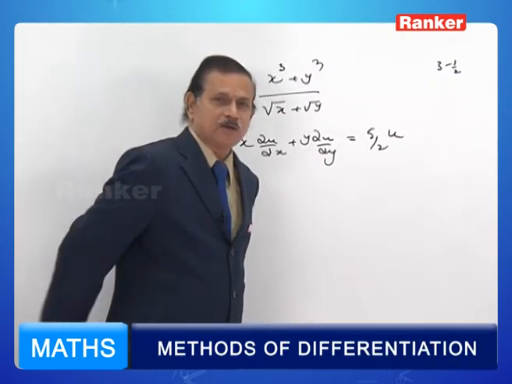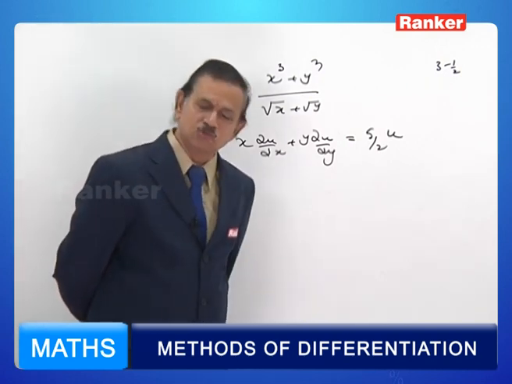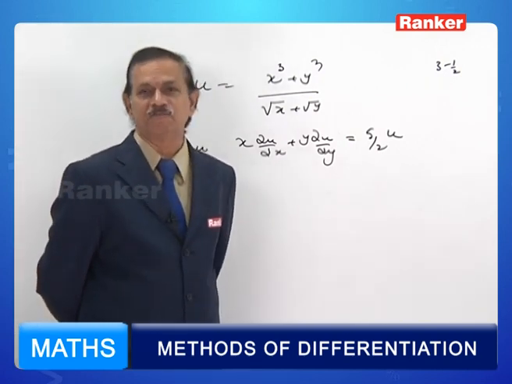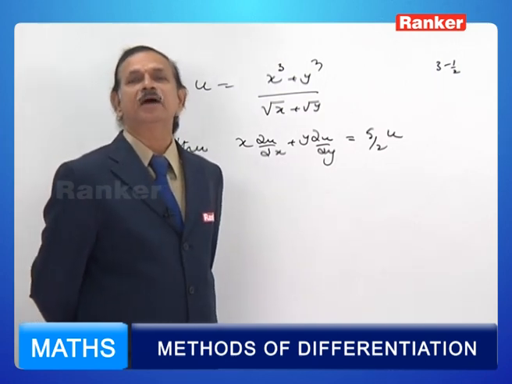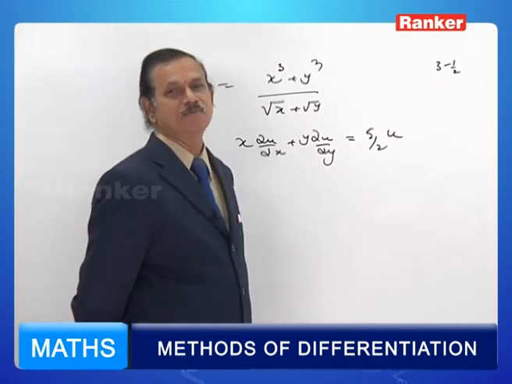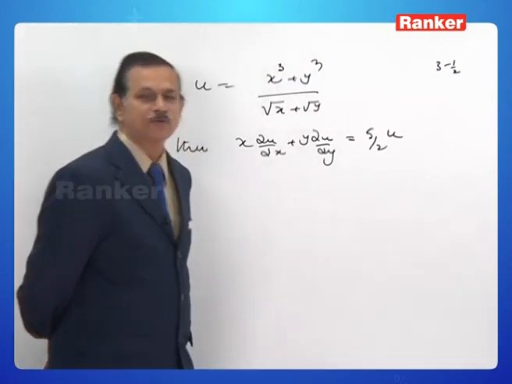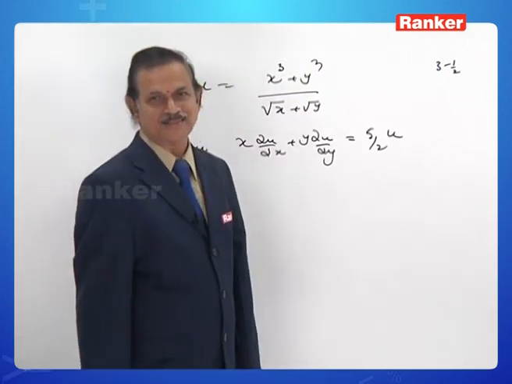Similarly, x square dou square u by dou x square plus y square dou square u by dou y square plus 2xy dou square u by dou x dou y. If it is asked, what is your answer? n into n minus 1 into u, that is 5 by 2 into 5 by 2 minus 1, which is 3 by 2, into u. That is 5 by 2 into 3 by 2, 15 by 4 into u. You can tell the answer.